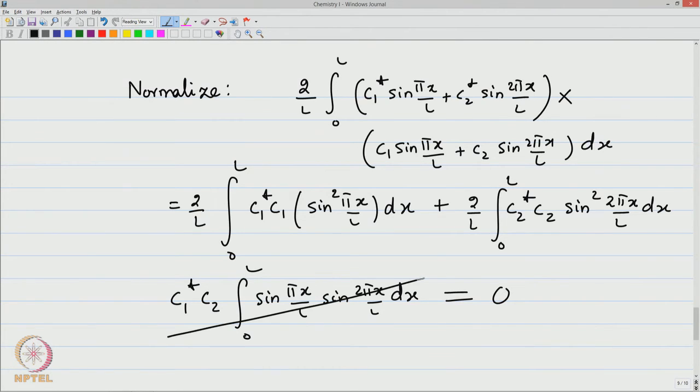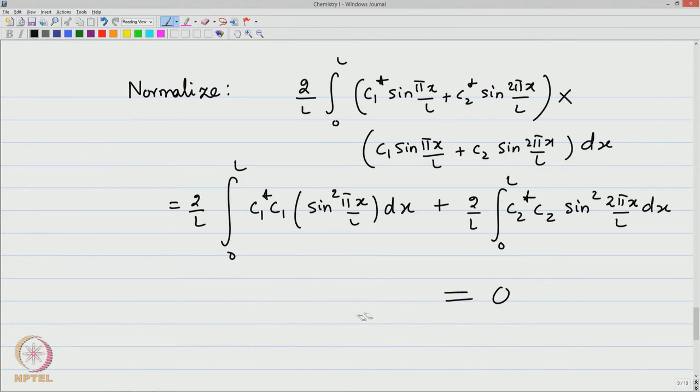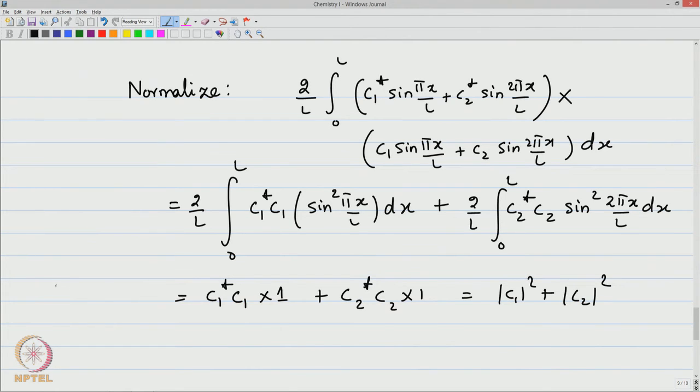Therefore, this term is not needed and so I will simply get rid of it from here, and what is left over is the integral with C1 star C1, and the rest of it is 2 by L, 0 to L, sin square pi x by L. You know that this function is normalized, therefore this is 1, and the other is C2 star C2 times 1. So, what you have is absolute C1 square plus absolute C2 square, that is equal to the integral of psi 1 star x psi 1 x dx between 0 to L. That is what we did.